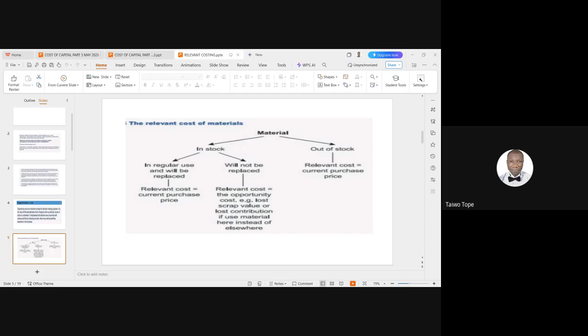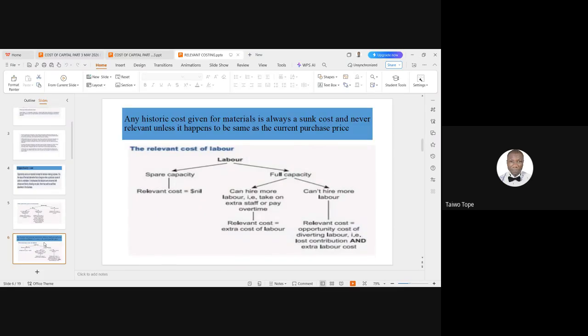All right, fine. So let's take it further to, this is for material. In the case of material, these are scenarios where questions can come in terms of material. In terms of labor, for labor, you can have a case of spare capacity.